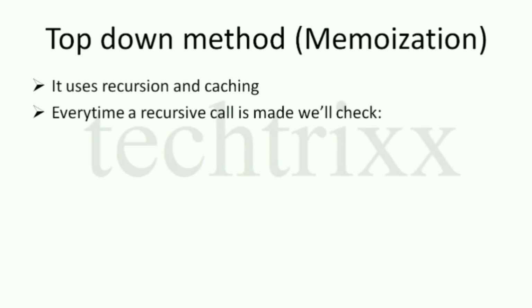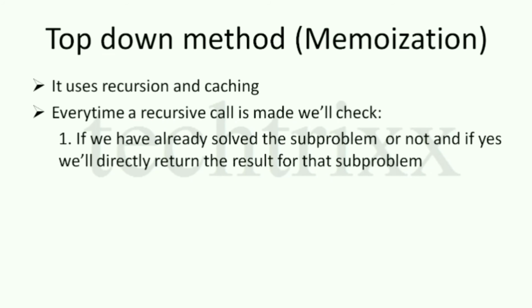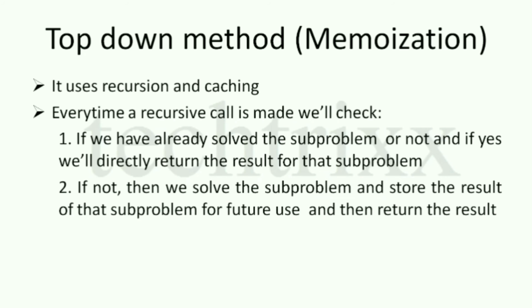So what do we do in the top-down method? The top-down method uses recursion and caching. Every time a recursive call is made, we check whether we have already solved the subproblem or not. If we have solved it, we directly return the result of that subproblem. If we didn't solve the problem previously, then we solve the subproblem, store its result for future use, and then return the result.